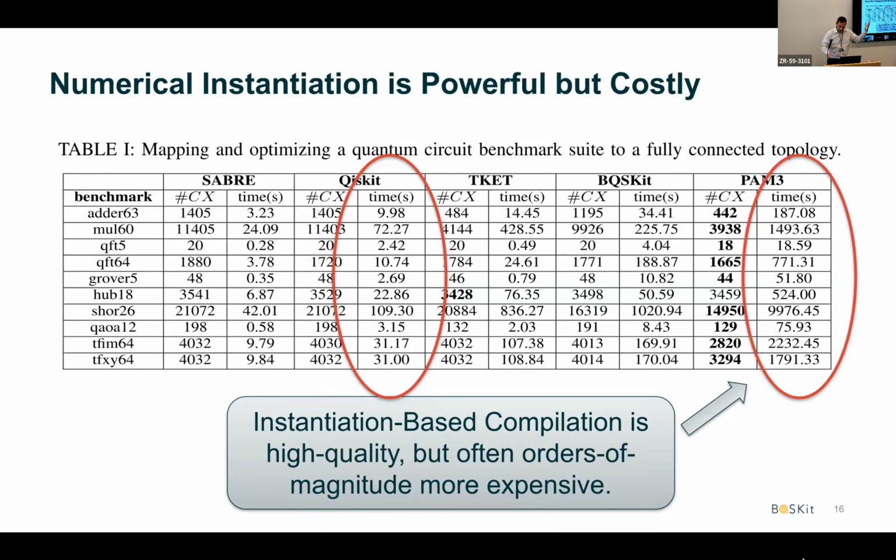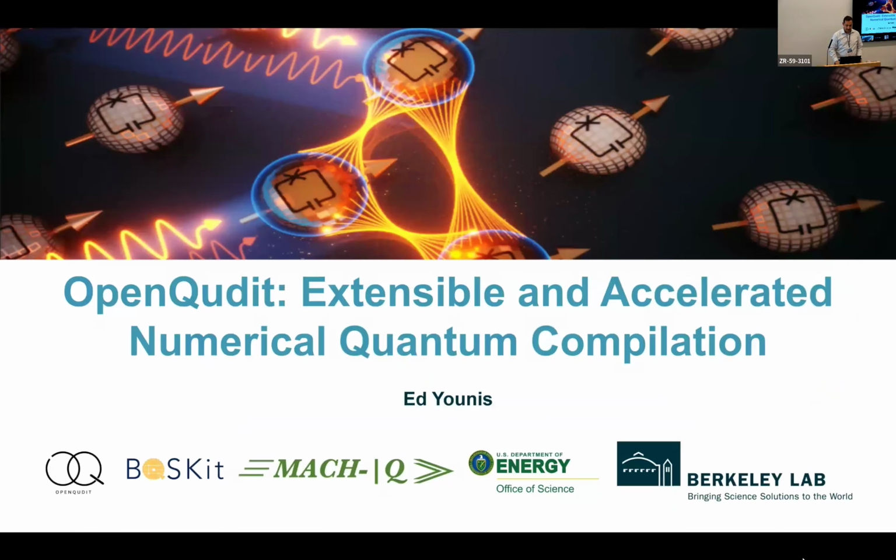That was the bad. The future. So OpenQudit is a new software package that we are working on. It is very much a work in progress, but it is lending itself to extensible and accelerated numerical quantum compilation and helping to solve some of the problems with BQSKit that I just mentioned. I'm going to briefly go over OpenQudit. Hopefully I have enough time.